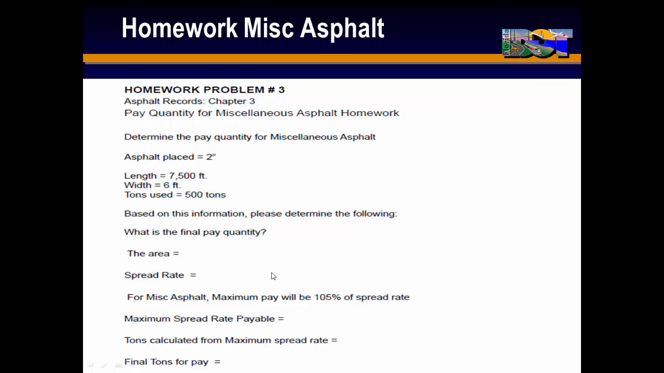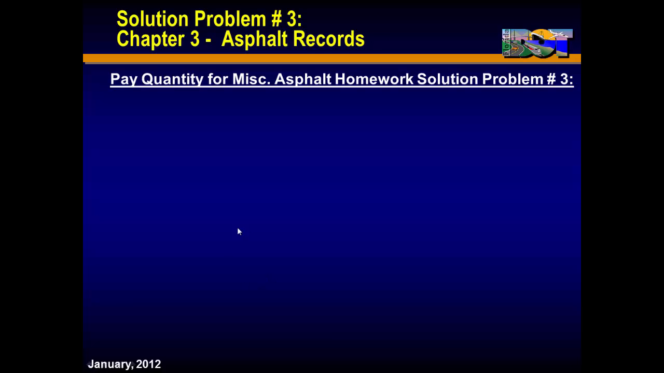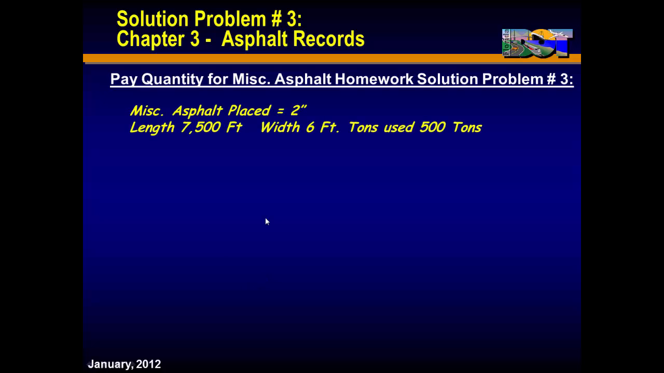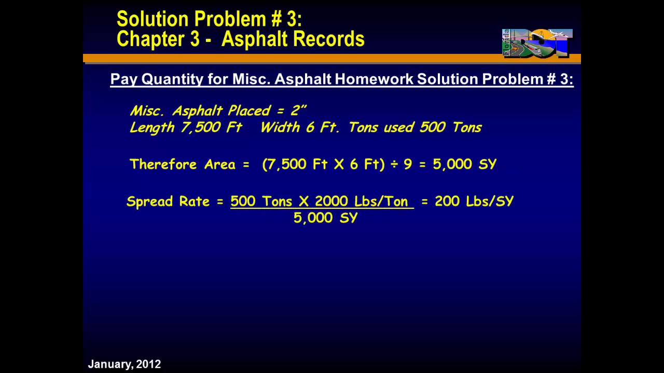Our next slide is the first part of the solution. We place 2 inches. As stated, we went 7,500 linear feet at a width of 6 feet, and we used 500 tons. Therefore, the 7,500 times the 6 divided by 9 to give us square yards equals 5,000 square yards even. Perfect. So our spread rate is 500 tons times the 2,000 pounds per ton divided by the 5,000, which is a perfect 200 pounds per square yard.